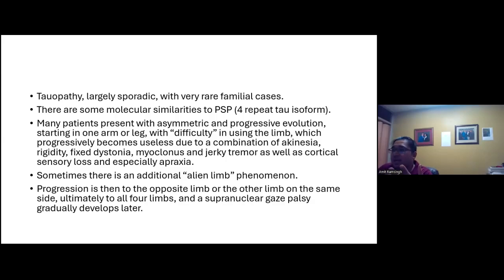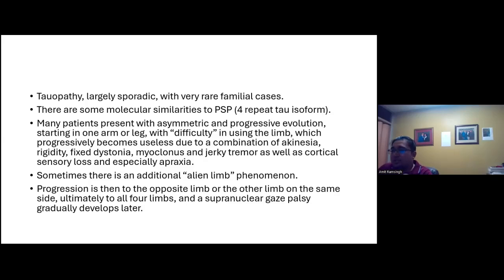It starts in one hand or leg with difficulty in using the limb, and it progressively becomes useless due to a combination of akinesia, rigidity, dystonia, as well as myoclonus and tremor, in addition to cortical sensory loss and apraxia. So what they call this cortical sensory loss, basically, it's almost as if the limb is behaving by itself, and they refer to this as the alien limb phenomenon.